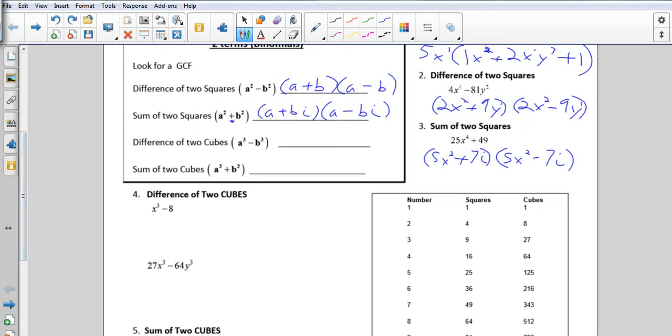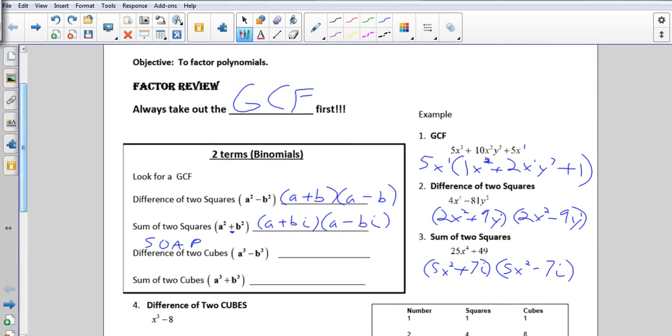So the formula for a cubed minus b cubed, you have to remember the acronym SOAP. And that stands for, let's see where I can put that. How about up here? Same, opposite, and always positive.